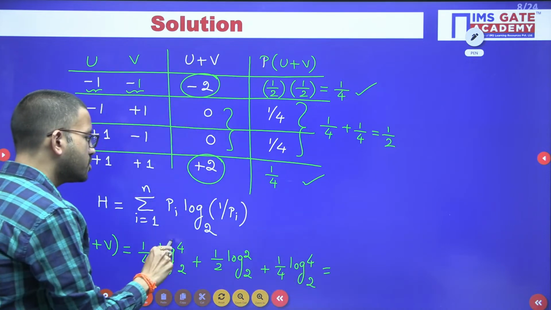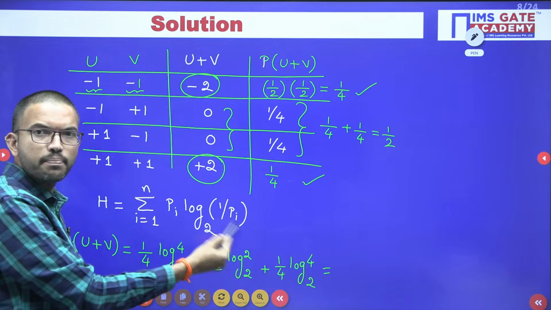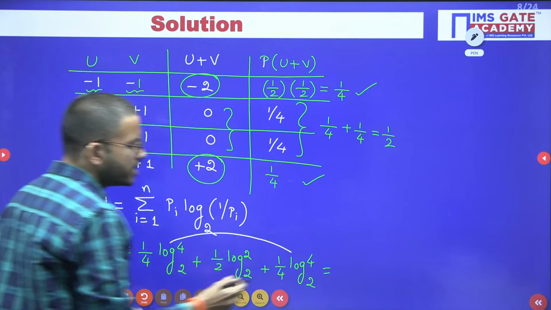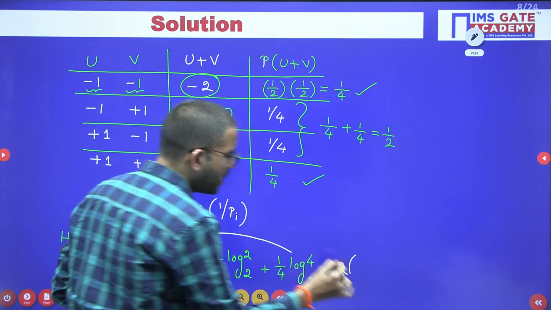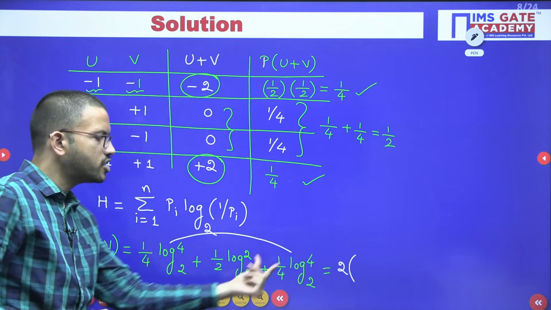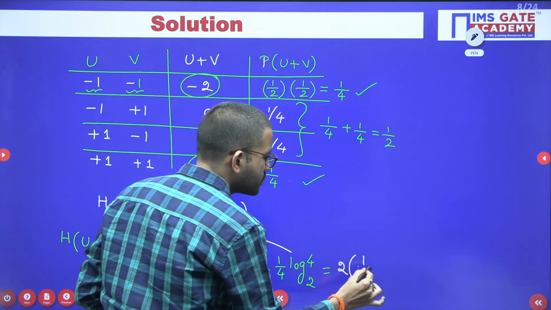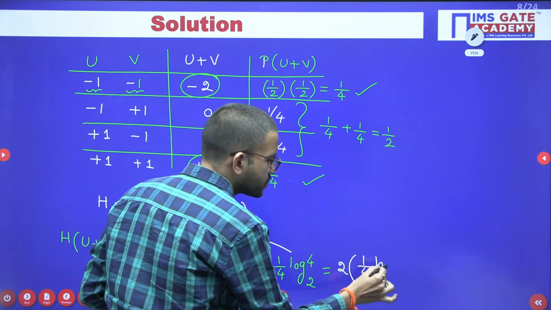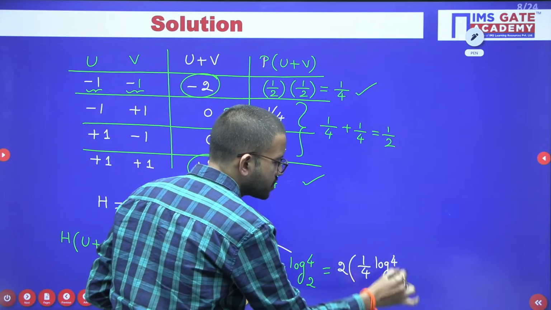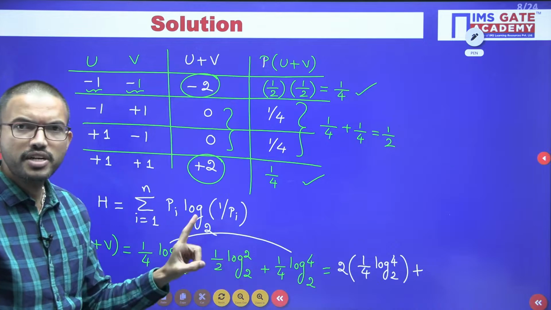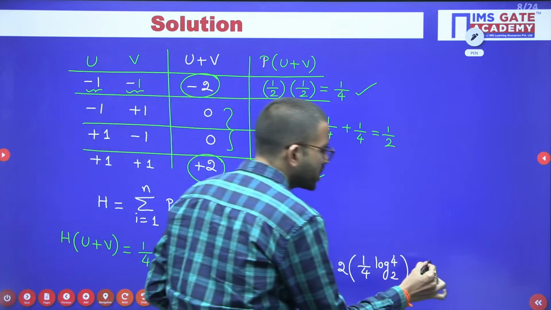Now here if you observe, first term and last term both are same. Okay. Now what you can do, first term you can multiply with 2, that is nothing but addition of first and last terms, right? So 2 into 1 by 4 log 4 base 2 plus 1 by 2 log 2 base 2 is nothing but 1. So that means middle term you are getting 1 by 2.